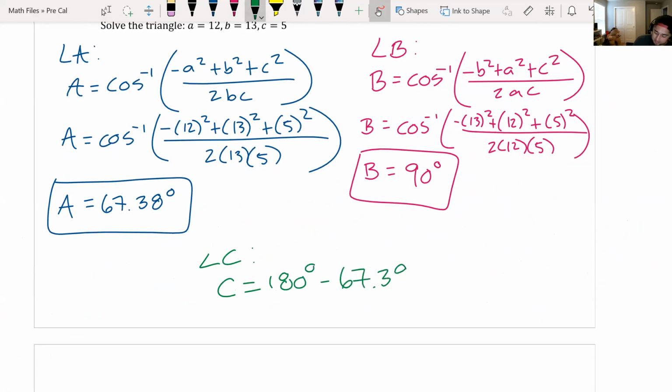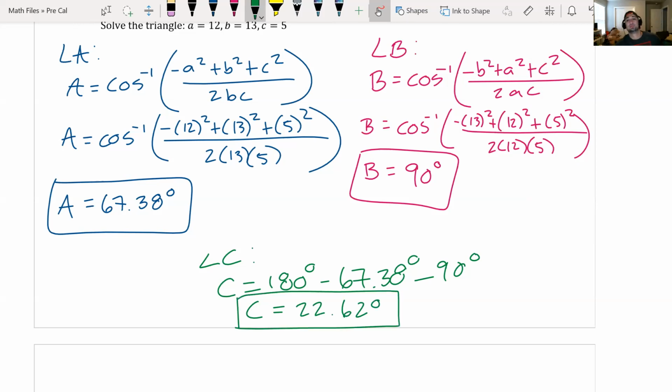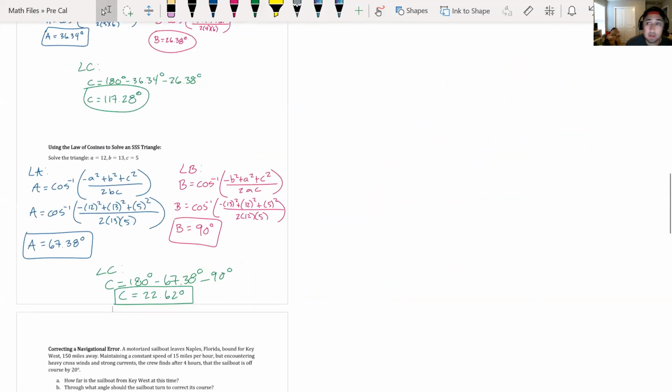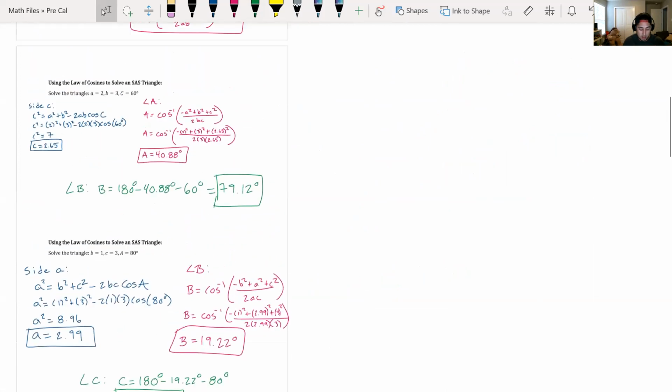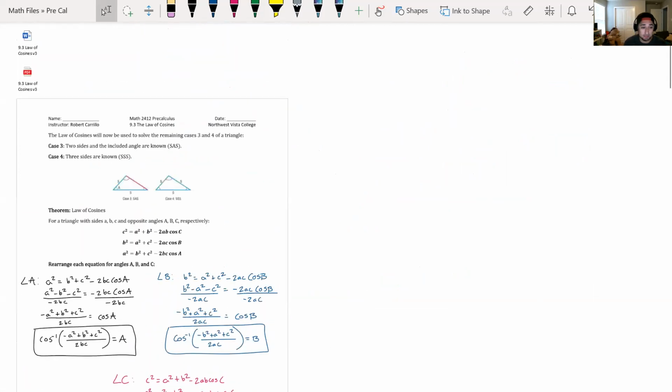(180 minus 67.38 minus 90). 180 minus 90 minus 67.38 and 22.62 degrees. Boom. Okay. That is how you work the law of cosines. As long as it's a case 3 and 4, you're good to go. Okay. Like I said, strictly computational.